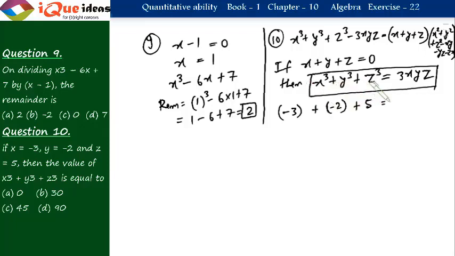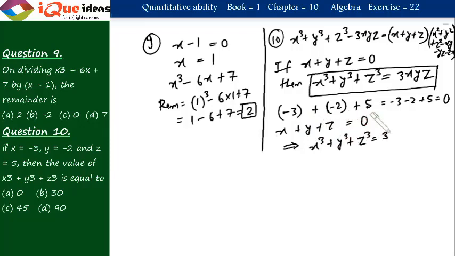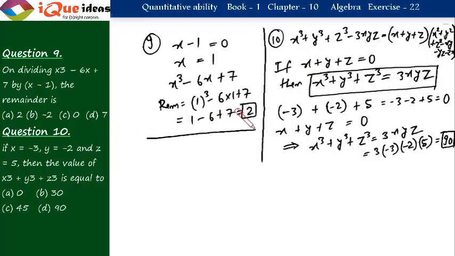You can see that minus 3 minus 2 plus 5 is 0. That is x plus y plus z is 0. This means x cube plus y cube plus z cube would be equal to 3xyz. That is 3 into x is minus 3, y is minus 2 and z is 5. If you multiply, it will become 9 into 10, that is 90. So the answer of this question would be 90. Alright. Or you could have straight away calculated by putting the values of x, y, z in the expression.